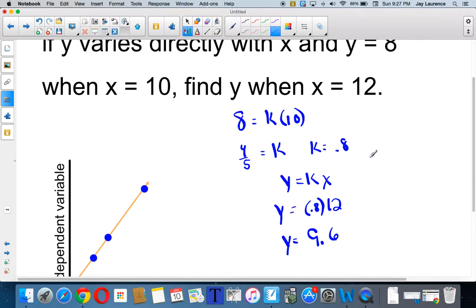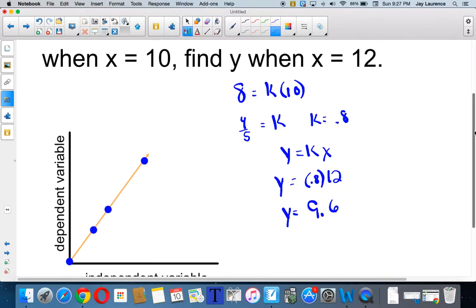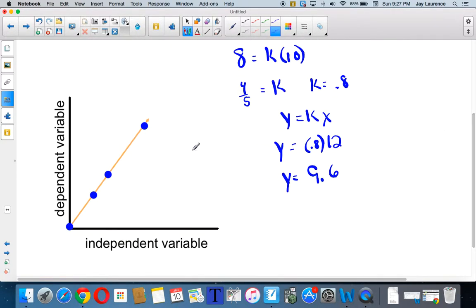Okay, now I made a little sketch graph, not of this problem, just of a direct variation situation, pointing out that one of the points has to be the origin, right? Here's your x values, and here's your y values. Direct variation is linear. It's a linear equation where the origin is one of the points. It has to be. And it also, by the way, means that x and y are proportional to each other.